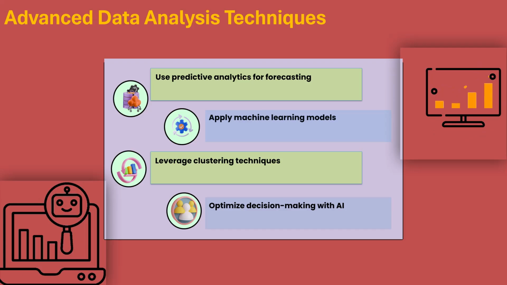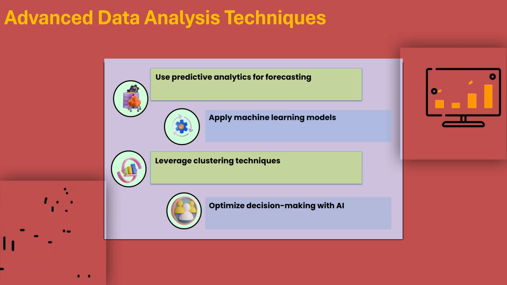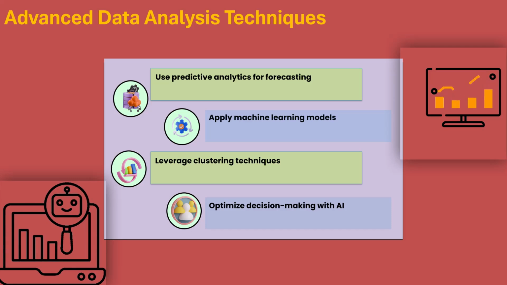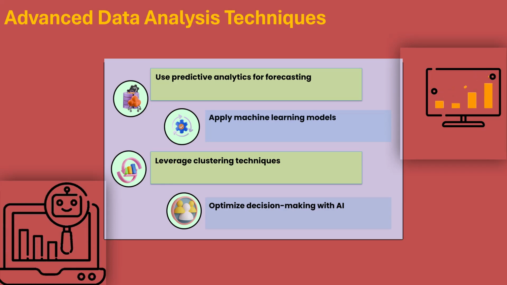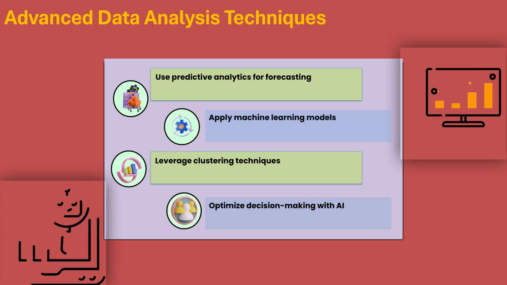Data isn't just numbers, it tells stories. Predictive analytics is like a crystal ball for business. Machine learning, that's where things get exciting. Clustering finds patterns, and AI helps make better decisions. With these techniques, you're not just analyzing data, you're unlocking possibilities.